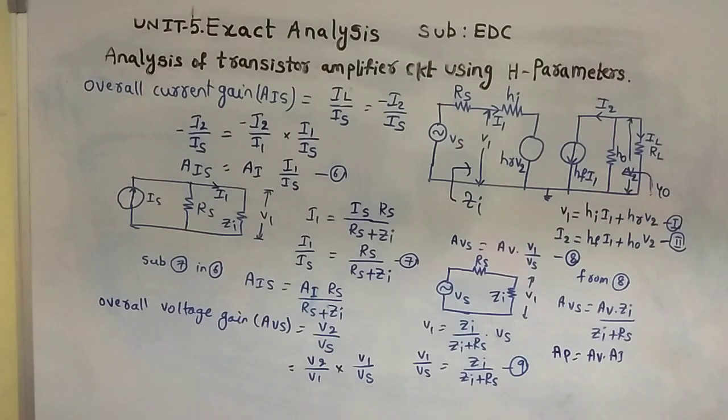If they ask for CE configuration, you can write all the formulas, and in place of Hi, Hr, Hf, Ho, you may write Hie, Hre, Hfe, Hoe. Then you'll get the CE configuration. Similarly, for common base configuration, if they ask for exact analysis, you can write Hib, Hfb, Hob, Hrb in the final formulas. That is the only difference. This derivation is common for all CE, CB, CC configurations, only the H parameters change. This is a very important and compulsory question. Thank you.